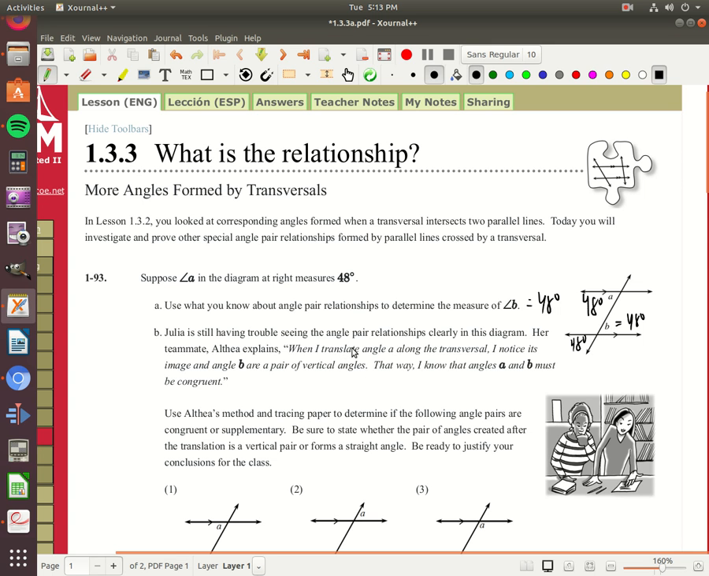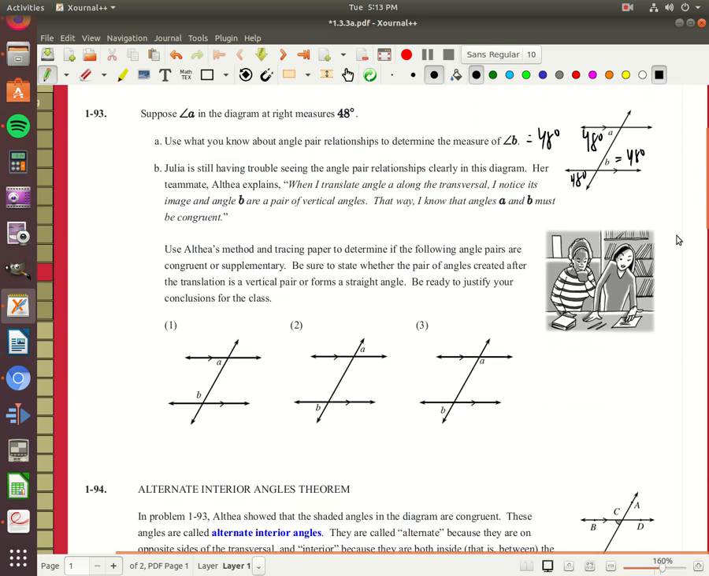Julia is still having trouble seeing the angle pair relationships clearly in this diagram. Her teammate Althea explains, when I translate angle A along the transversal, I notice its image and angle B are a pair of vertical angles. That's this angle right here. It slides down here and it becomes a vertical angle with B. That way I know that angles A and B must be congruent. Use Althea's method and tracing paper to determine if the following angle pairs are congruent or supplementary. Be sure to state whether the pair of angles created are a translation, a vertical pair, or form a straight angle pair. So we're going to say if they're the same or if they just add up to 180.